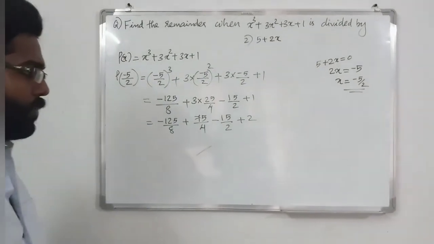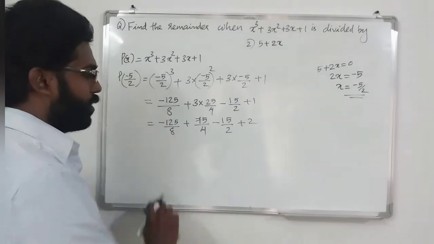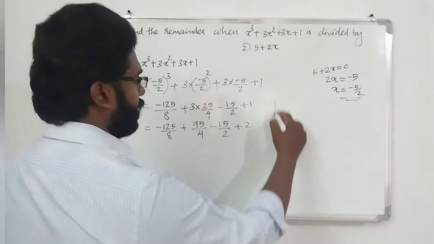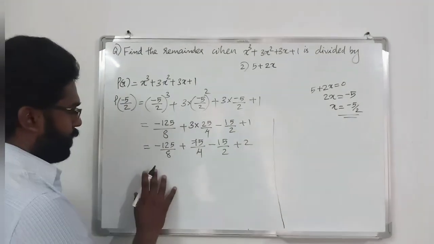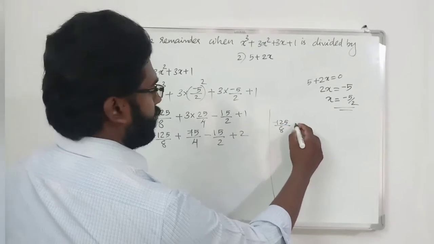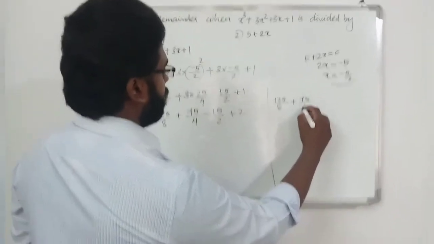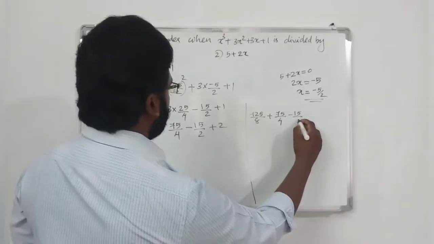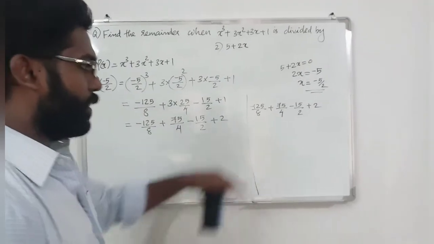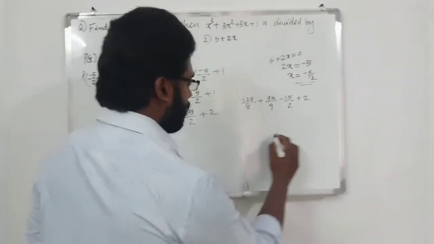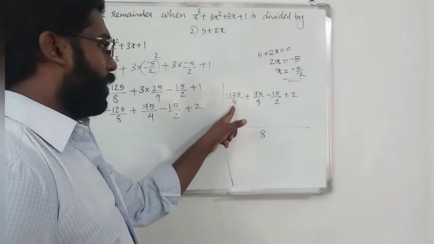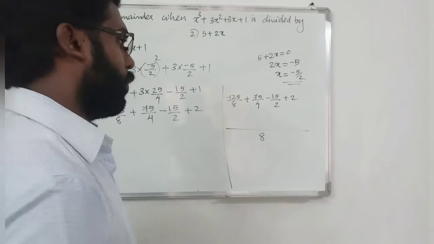All the denominators are different, so we can equate the denominator by the LCM method. We can write here minus 125 by 8 plus 75 by 4 minus 15 by 2 plus 2. The largest denominator is 8, so we can make 8 the denominator. For 8 as the denominator, we can multiply 1 on numerator and denominator.